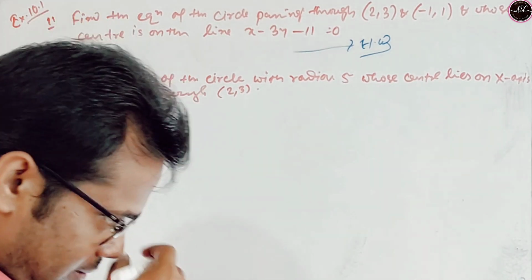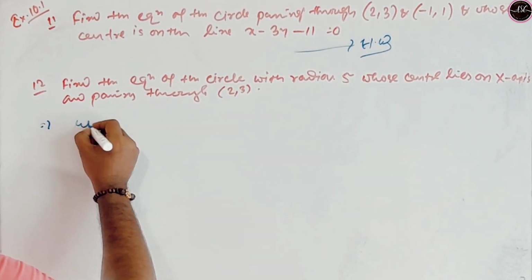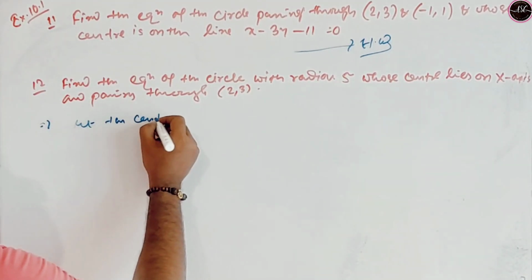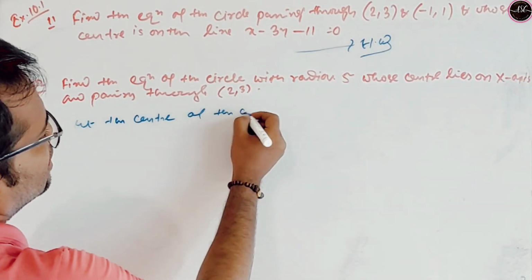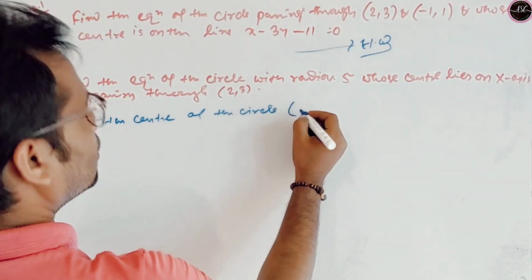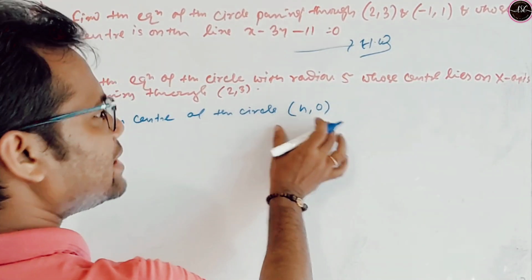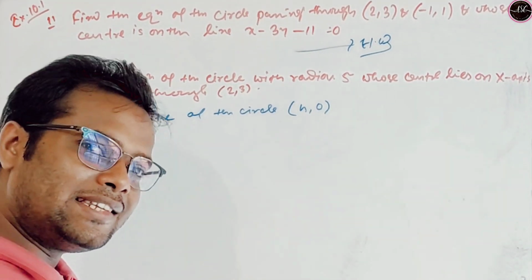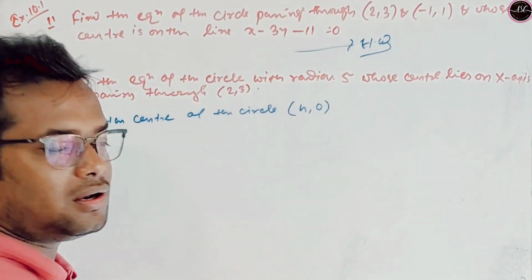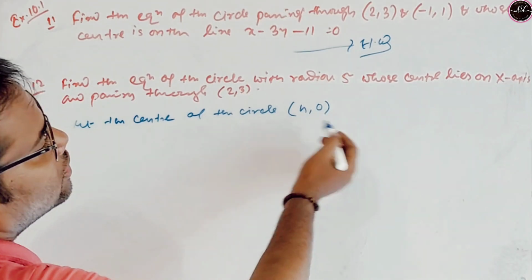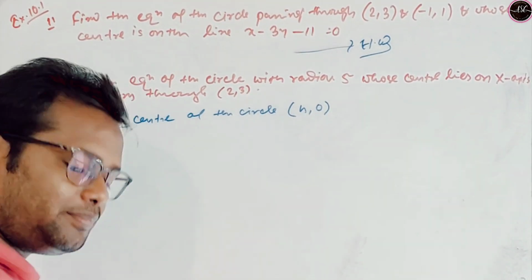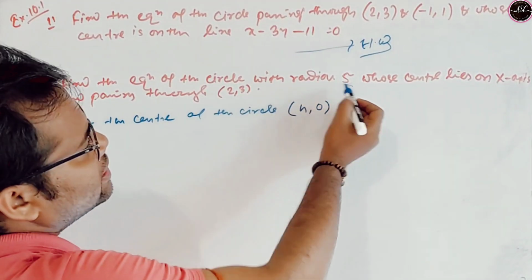So let the center of the circle be h, 0, as it lies on the x-axis. If it said that it lies on the y-axis, then that would be 0, h. Okay, clear. And here it says that the radius is 5.